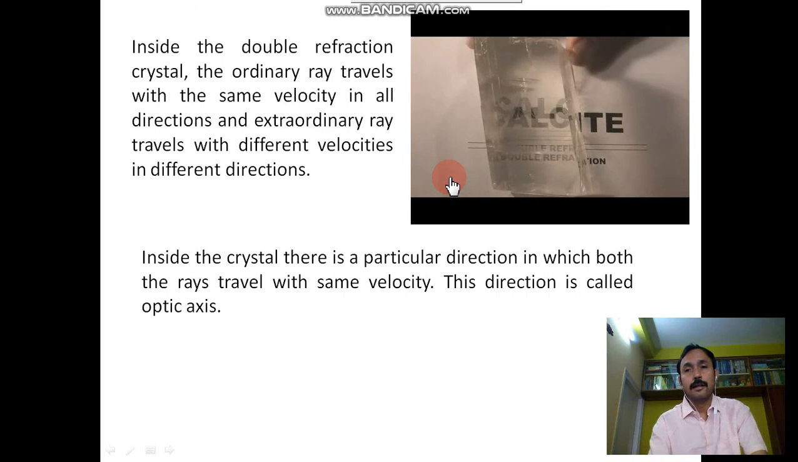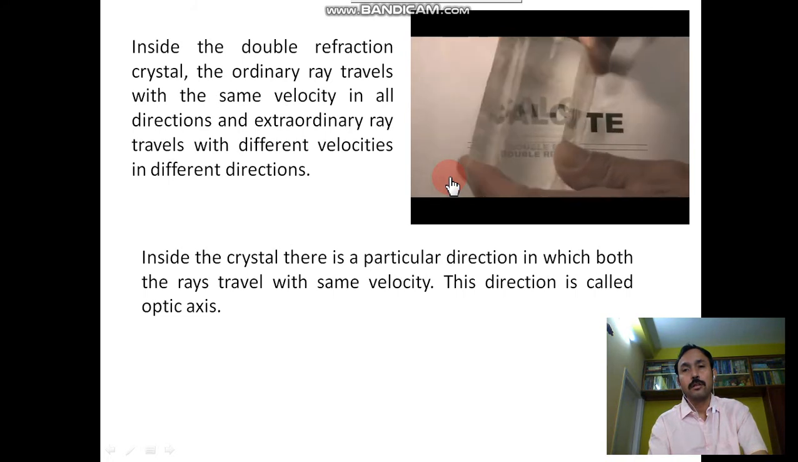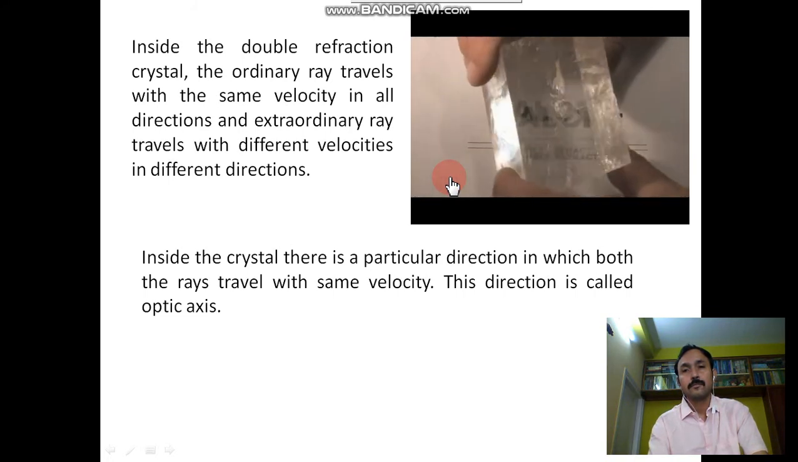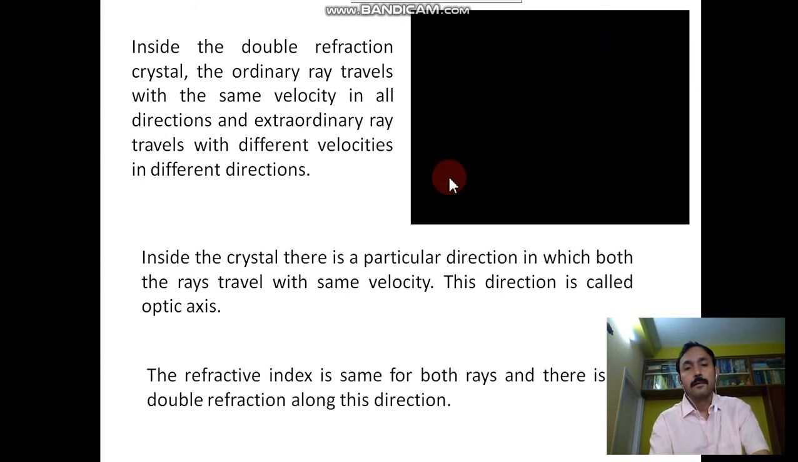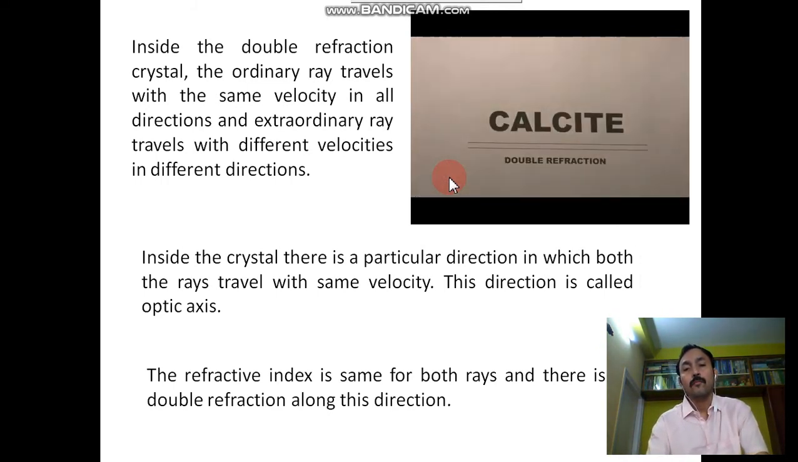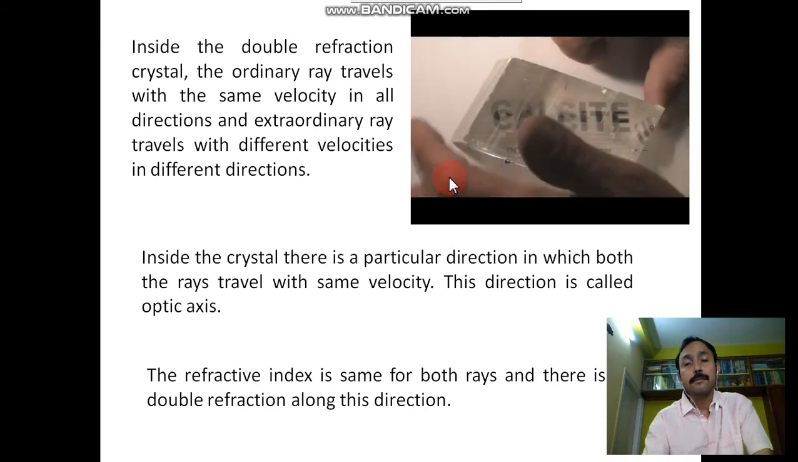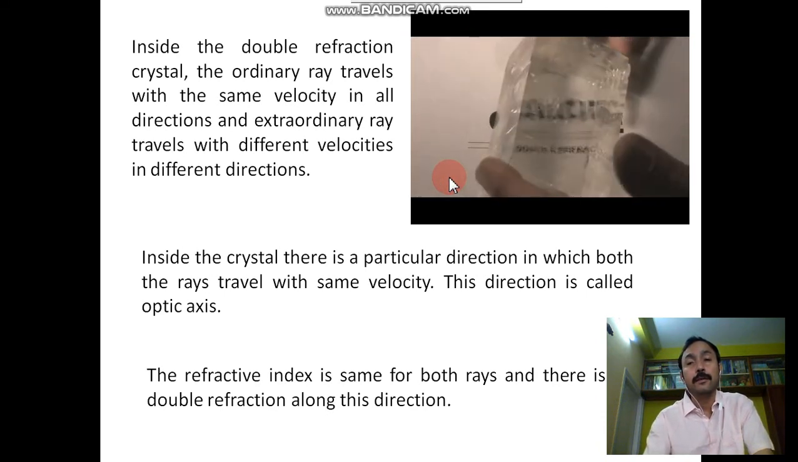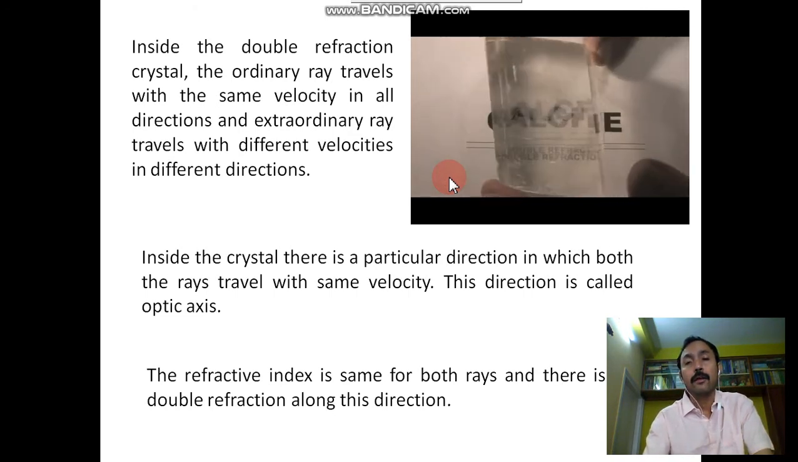Now when the thicker edge is placed, the image becomes clearer and more intense. With the thinner edge, its intensity decreases. The refractive index is the same for the ordinary ray and extraordinary ray along the optic axis, and there is no double refraction along the optic axis. That means there is no separation between the E ray and O ray. They will travel along the same direction.